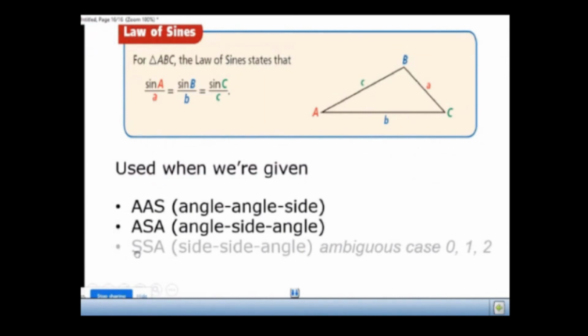There is a third one. It's called the ambiguous case, SSA, which gives you either no existing triangle, or one triangle, or it could give you two different triangles. It just depends. So anyways, we're not going to discuss number 3. And by the way, there is no ASS. Don't ever think about that in math and geometry.